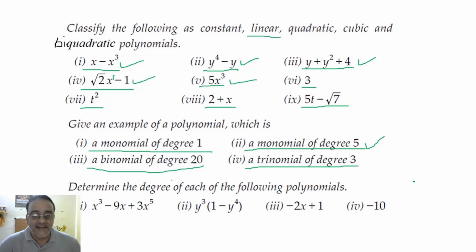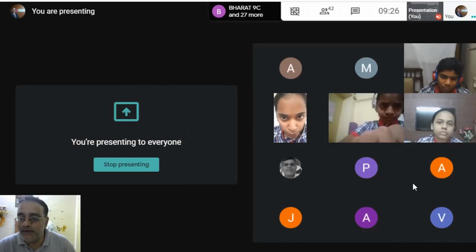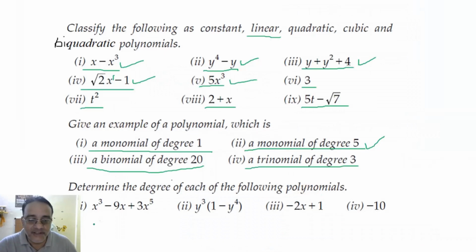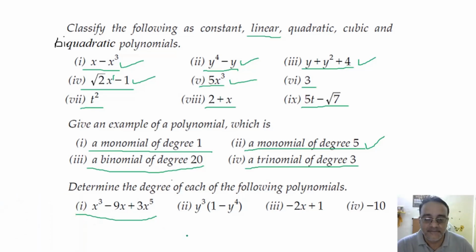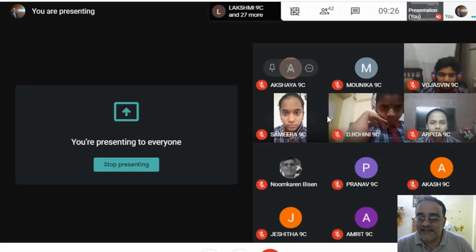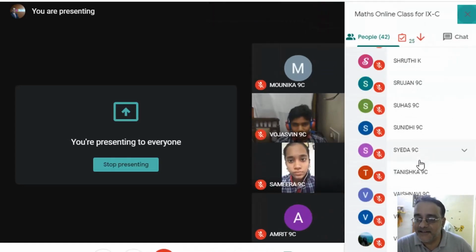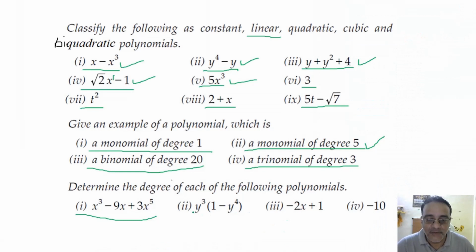You have to find the degree of each of the following polynomials. Amrit, what is the degree of this polynomial? Sir, 5. Very good. Who else is left? Saida, what is the degree of this polynomial? 4.